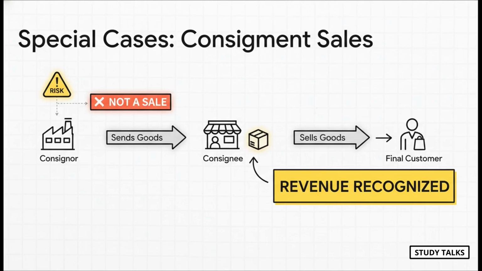And our last special case, consignment sales. Look, just because your goods are sitting in someone else's shop doesn't mean you've sold them. You still own them, right? You're still bearing all the risk if they don't sell. So the rule is simple. You only book the revenue when that consignee sells the goods to the final customer, the third party. That's when the real sale happens.